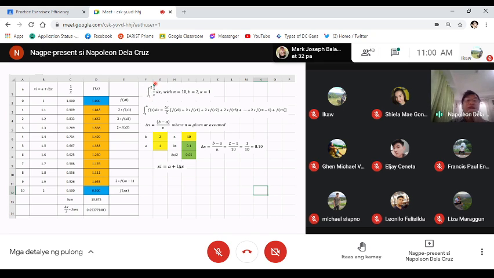Tapos kunin natin yung function, 1 over x. So 1 over this, that's 1.0. 1 over this is equal to 0.909. 1 over this is equal to 0.833. 1 over this is equal to 0.769. So i-drag na lang pababa hanggang ganon. Kaya nga numerical analysis, no? Pag yan ay gagamitan natin ng calculator, good luck naman sa atin, baka mauuna pang gagraduate sa atin yung 4-year course kaysa sa atin, no?